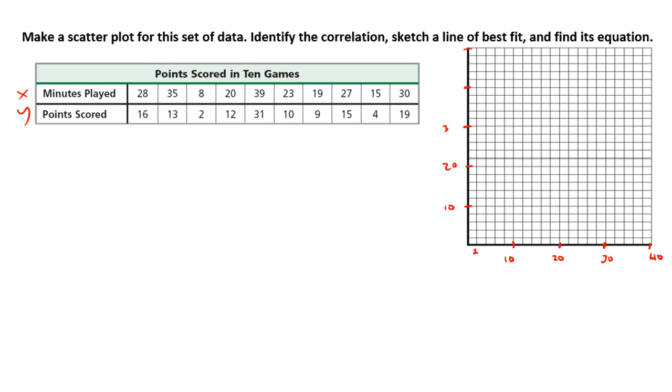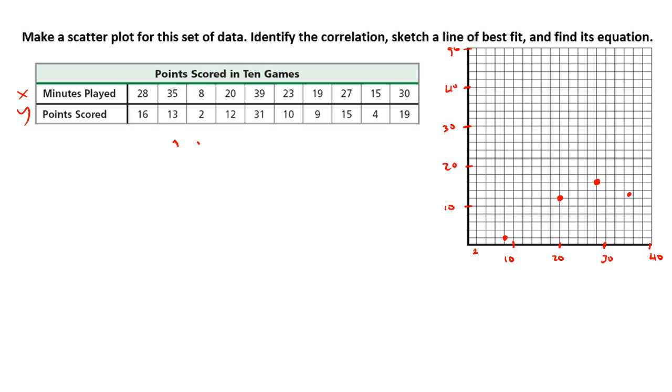$10, $20, $30, $40, $50. When x is 28, y is 16. When x is 35, y is 13, x 35 is in the middle, y 13 is in the middle. When x is 8, y is 2. When x is 20, y is 12, that's another point.